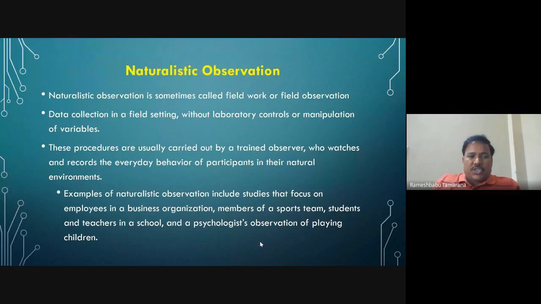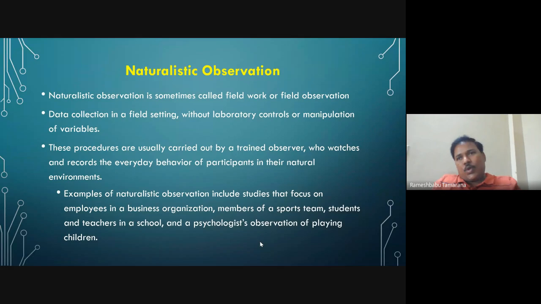So this is data collection in a field setting, in this case the playground, without any laboratory controls or any manipulation of any of the variables. These procedures are usually carried out by a trained observer who watches and records the everyday behavior of participants in their natural environment, because we need to understand how an individual naturally behaves if he or she thinks that they are not being observed. The moment they come to know that they are being observed, they might manipulate their own behavior, right?